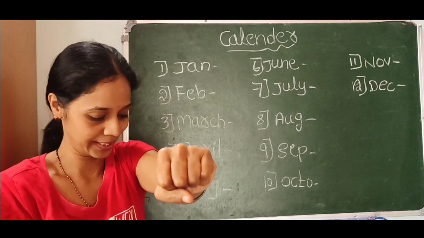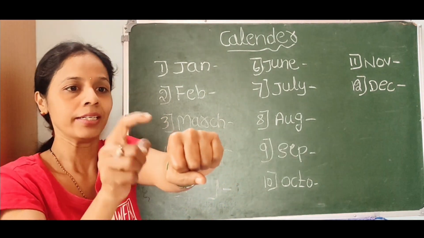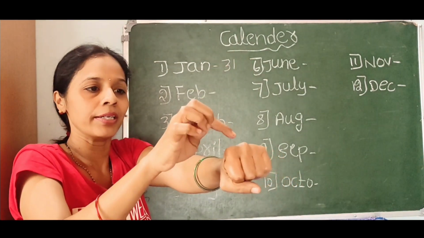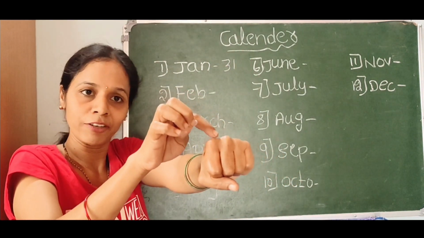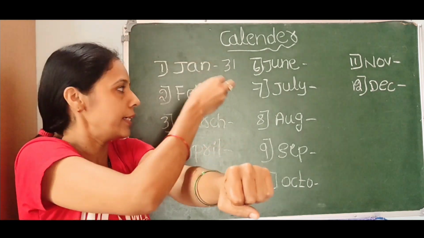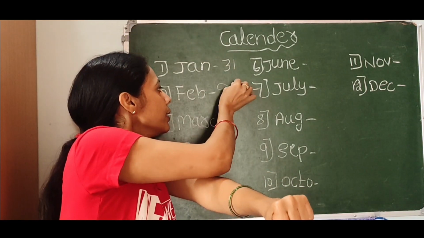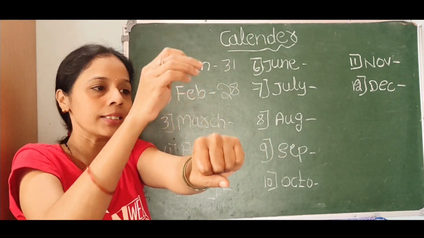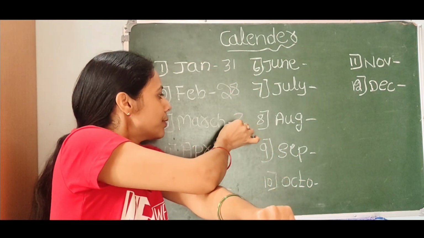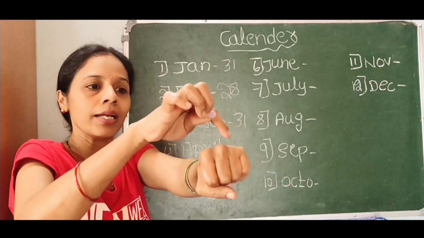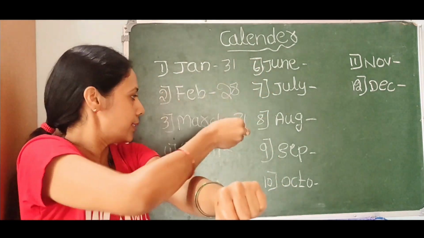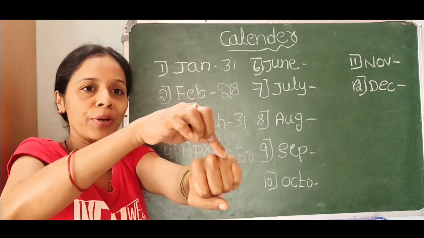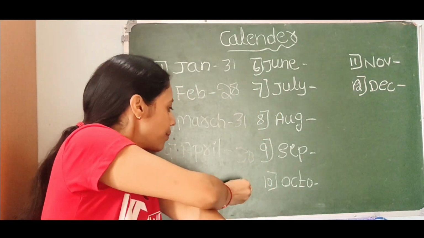Understood? See, write it. January, 31 days. February, that is the lower part. Already we know that February is 28 days. So 28 days. March, upper part, that is 31 days. April, lower part, 30 days. May, upper part, 31 days.